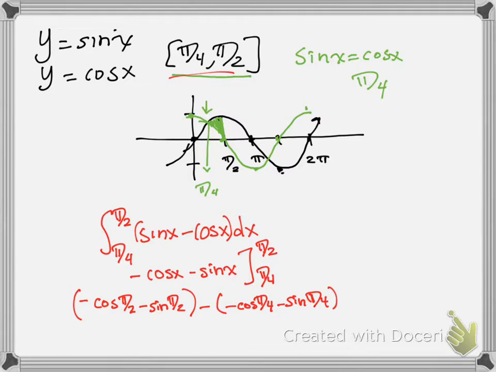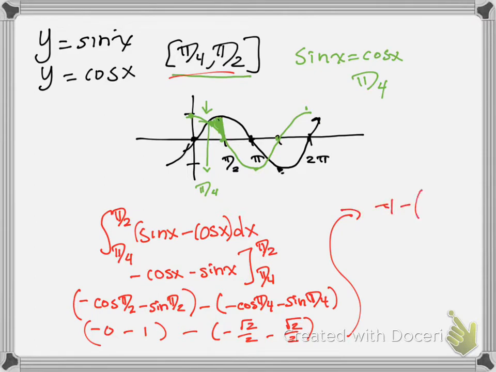So this would be -0 minus 1, minus negative square root of 2 over 2 minus square root of 2 over 2. So going up here, I have -1 minus, and that's -2 square root of 2 over 2. So those will cross out. So you get -1 plus square root of 2. So that's your last example.